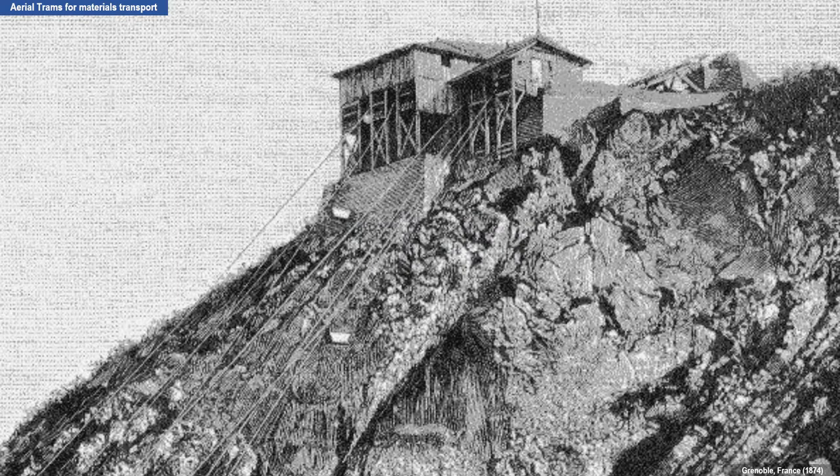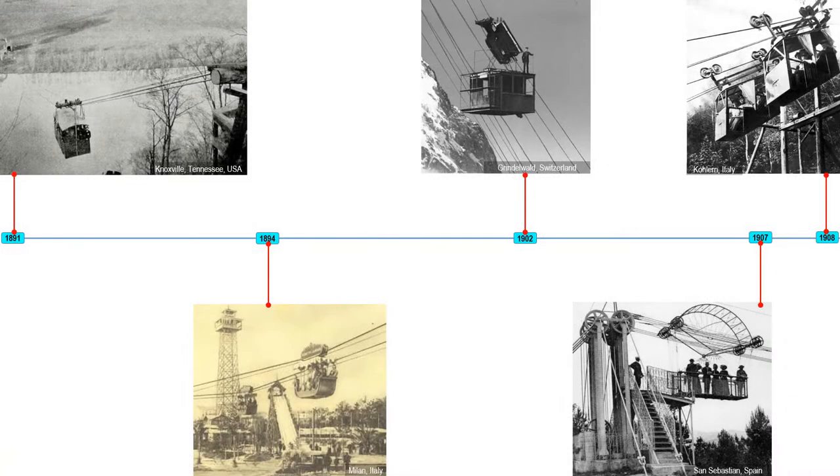Let us look at the history of the aerial tram. When the steel cable was invented in 1834, transportation using cable systems increased. An example of among the first use of aerial tram was in material transport as shown here in Grenoble, France. This is a photo of the first passenger aerial tram that was installed in Tennessee in 1891. The rest of the photos are of succeeding installations up to 1908.